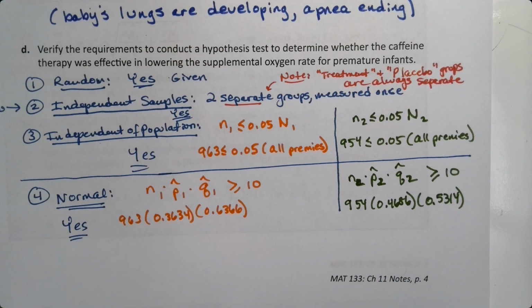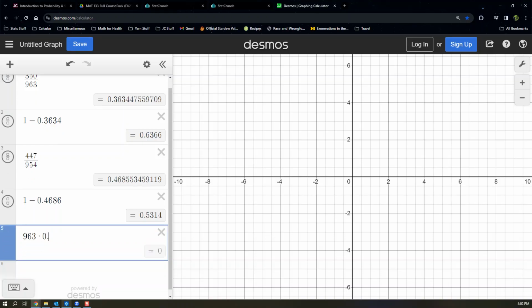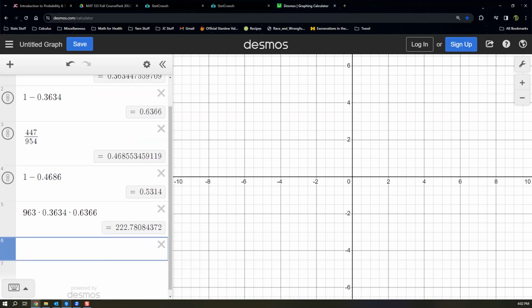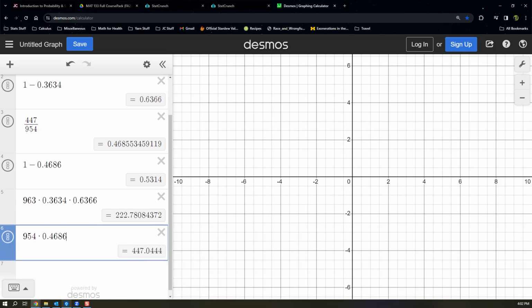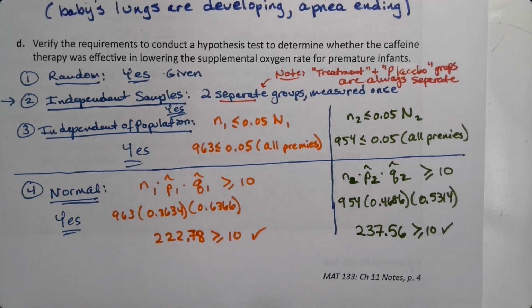Okay. All right, so let me go grab Desmos. Okay, so we have our values here. So we're going to take 963 times 0.3634 times 0.6366. And sure enough, that number is bigger than 10. And then times 0.4686 times 0.5314. And sure enough, both of those numbers are bigger than 10. So I just wrote in those values and confirmed that they were both bigger than 10. And therefore, we have satisfied all the requirements needed for a hypothesis test on the difference in the proportions here.